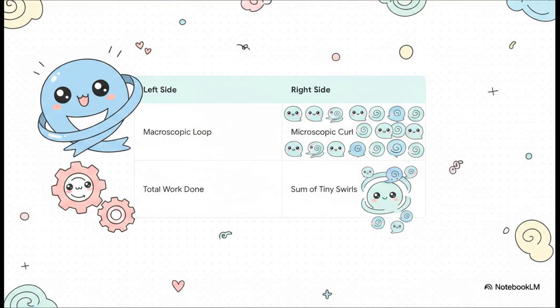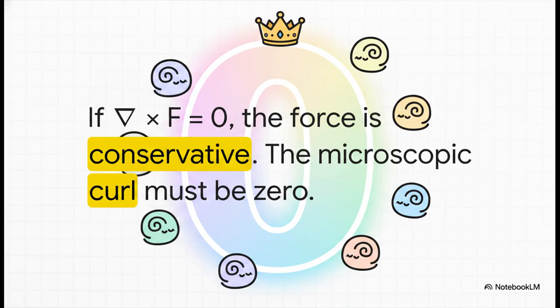On the left side, we've got our macroscopic loop, right? The total work done moving along the edge. On the right side, we have the microscopic curl. This right half is telling us that the total work done around the edge is just the accumulation of all the tiny microscopic swirls happening inside that loop. It's kind of like looking at a river. The overall flow around an island is really just the sum of all the little microscopic eddies and vortices in the water itself. Which brings us to the golden rule of this entire explainer.